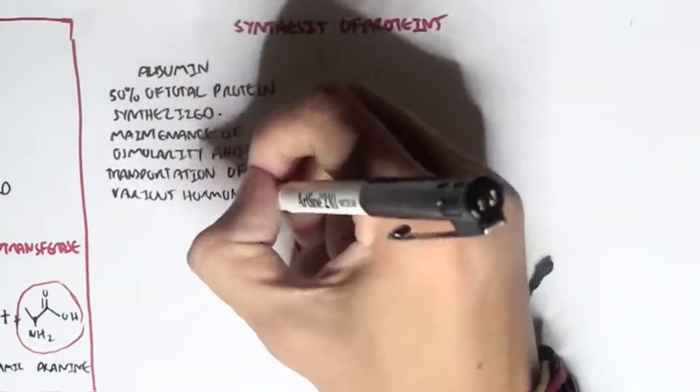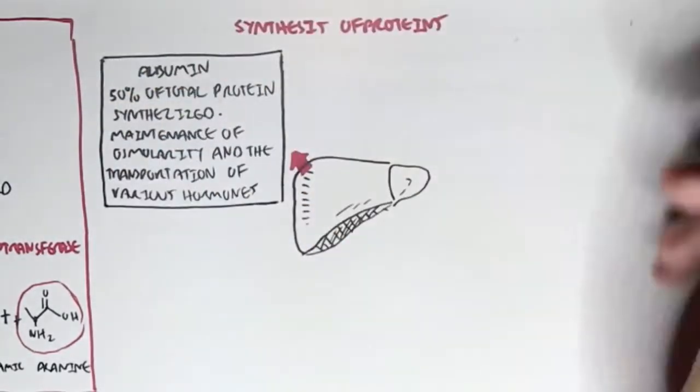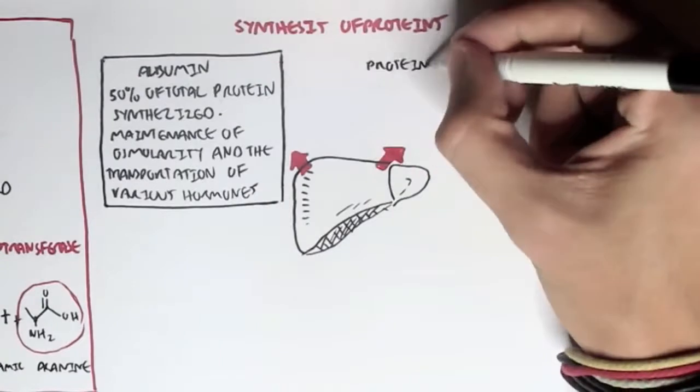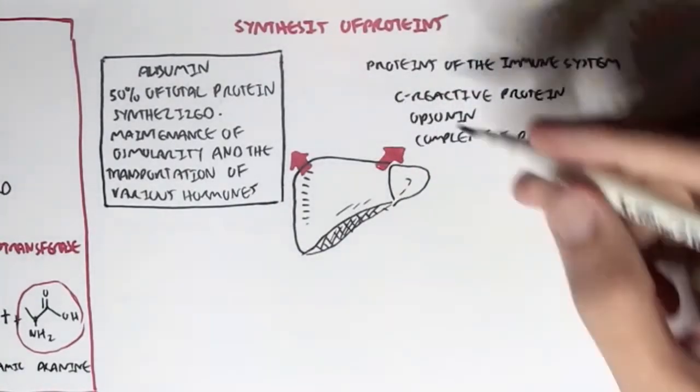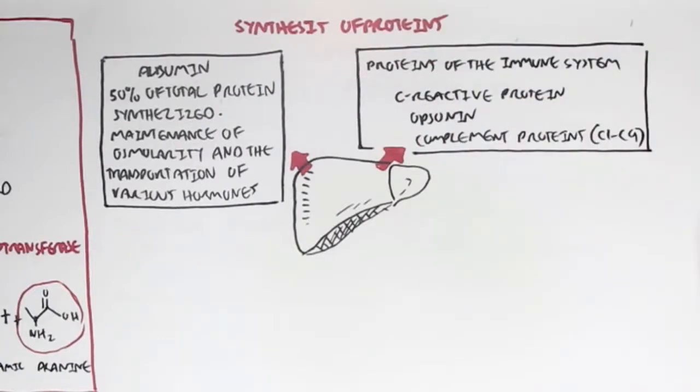The liver also synthesizes proteins for the immune system, such as the C-reactive protein, opsonin, which helps for opsonization of a pathogen, and also it synthesizes plasma complement proteins, C1 to C9. Complement proteins are important for destroying an invading pathogen.